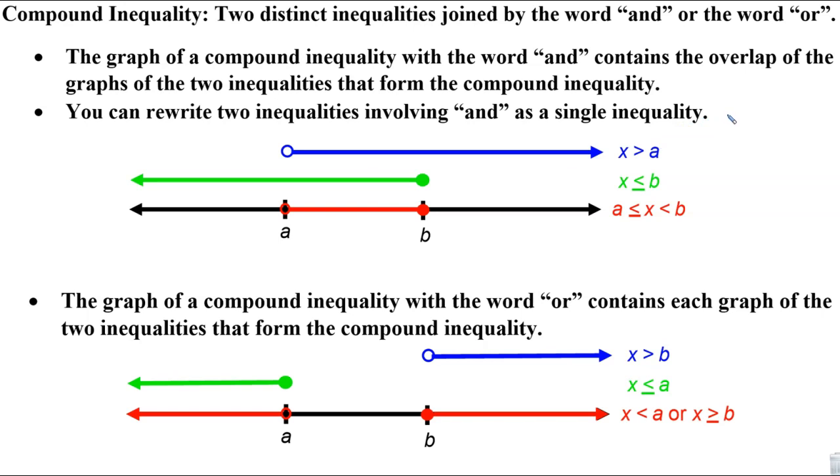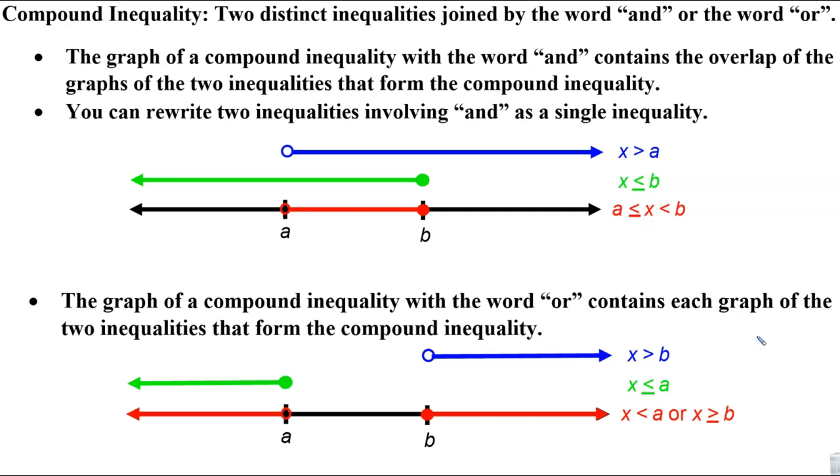With the and case, we can simplify the way we write our inequalities. We can rewrite two inequalities involving and as a single inequality, such as I have here in red. We can say a is less than or equal to x, which is strictly less than b. Since all my solutions are sandwiched between two values, I can put the x between those two endpoints. So that's the and case.